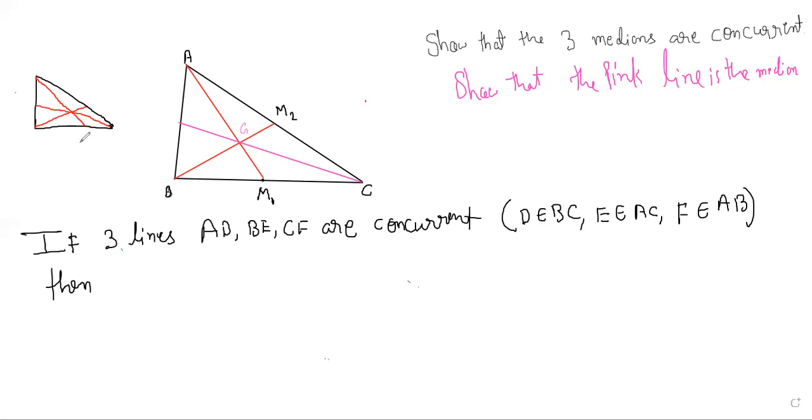Any three lines, okay? Then the product of these ratios, BD by DC, CE by EA, sorry, I should write CE by EA. It matters, but for now it's fine. And AF by FB. So you see how I'm writing the ratios cyclically. Is equal to 1. So the product of these three ratios is equal to 1, if the three lines are concurrent.